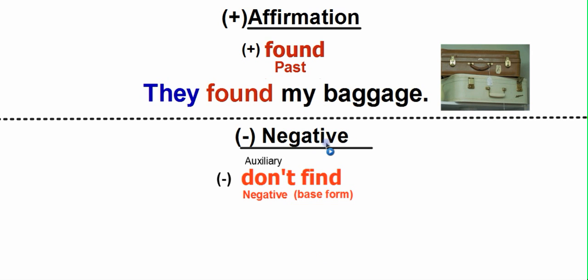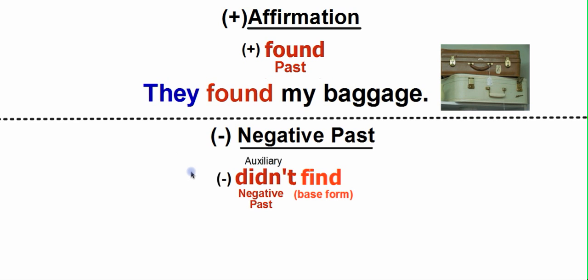When we use the negative form of the verb, we use the negative auxiliary, don't. We use don't and the base form of the verb. In this example, don't find is the negative form of find. And in the negative past, we do the same thing. We use the past tense of the negative auxiliary, didn't, and we use the base form of the verb.